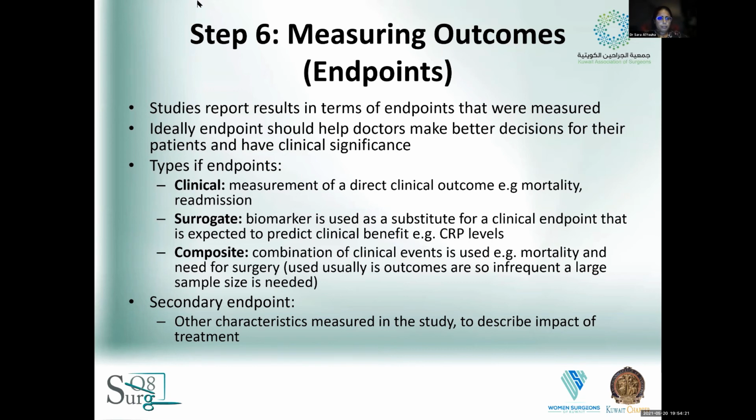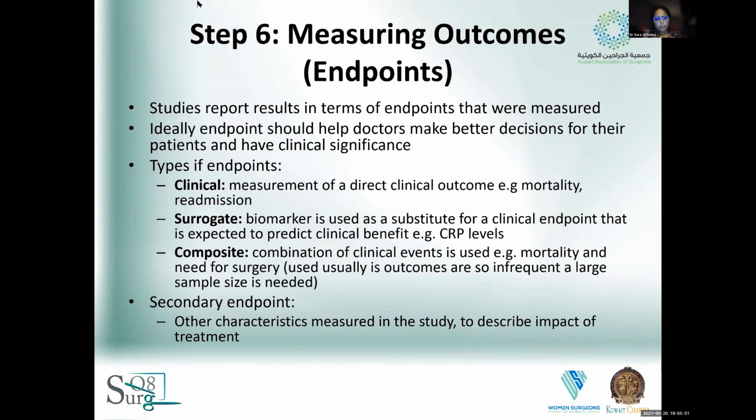Okay? And we have different types of outcomes or endpoints that we can measure. You have clinical outcomes, such as the measurement of a direct clinical outcome, like mortality or readmission. You can have surrogate outcomes. Surrogate outcomes are when you use a biomarker as a substitute for a clinical endpoint that is expected to predict a clinical benefit. For example, instead of looking at mortality, I'm going to look at CRP level as my main outcome, okay? And composite is when you use a combination of clinical events like they did in the COVID surge study, and you combine them together.